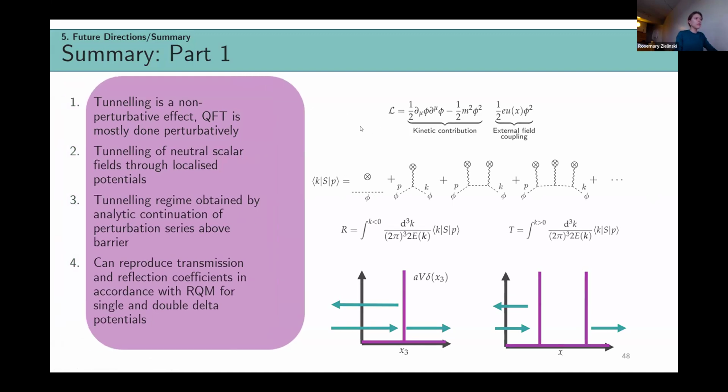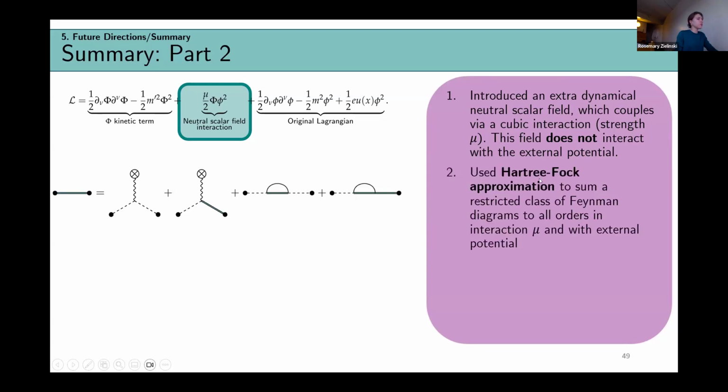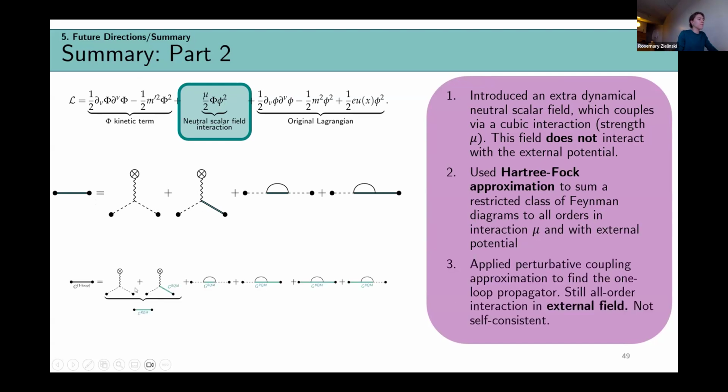So with that formalism, what we can do is introduce an extra term in the Lagrangian, which will couple via some cubic interaction. And then to describe this interaction, we've used a Hartree-Fock type approximation to sum a restricted class of Feynman diagrams, which is all orders in the interaction with our new field and with the external potential, which is, as I said before, crucial to make sure we retain tunneling. And then to simplify the physics, and because this is quite a complicated equation, we've applied a perturbative coupling approximation to find the one-loop propagator.